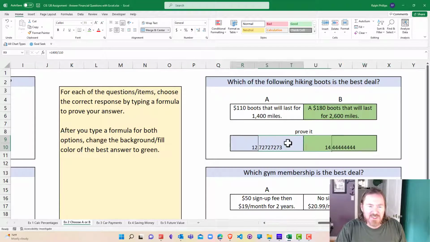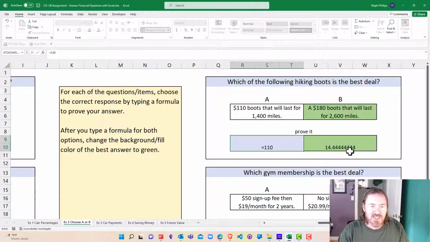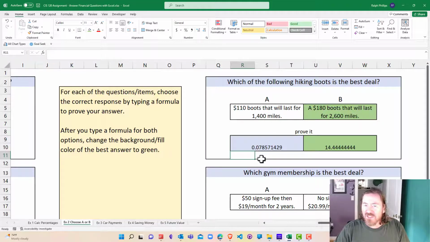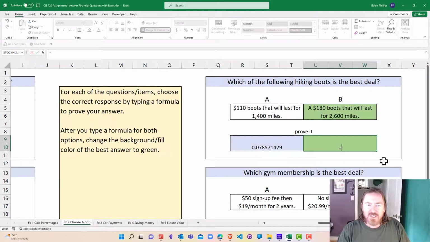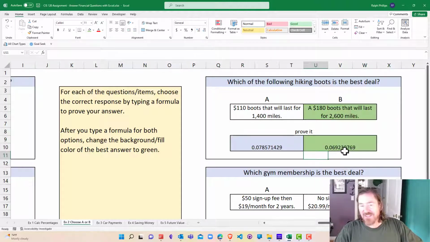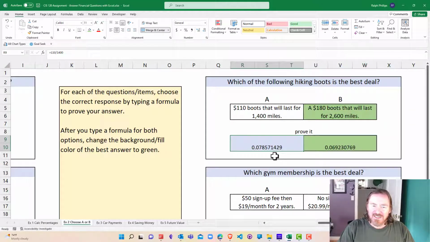Okay, now what if I was doing this the other way? Price divided by miles. We can do that. We just want to be consistent. So I could change this first formula to equals 110 divided by 1400, and that gives me 0.078. We can read that as about 8 cents. And let's do the same for this one. Equals 180 divided by 2600, and that gives me about 7 cents. So 7.8 cents per mile versus 6.9 cents per mile.